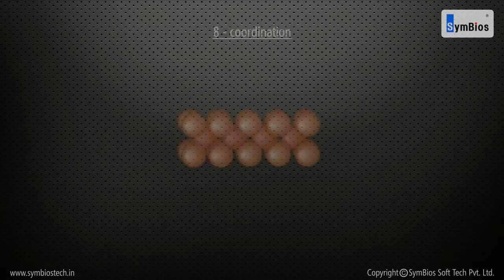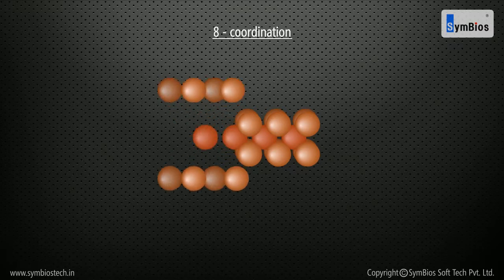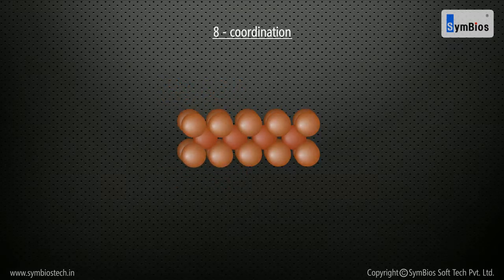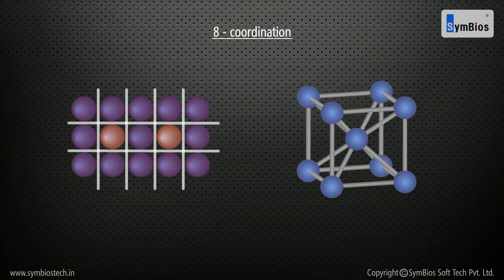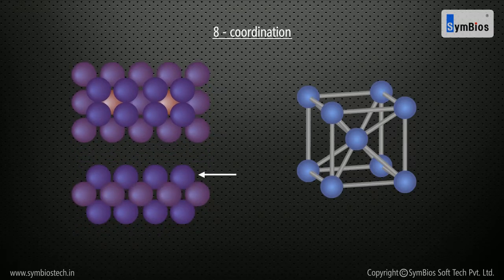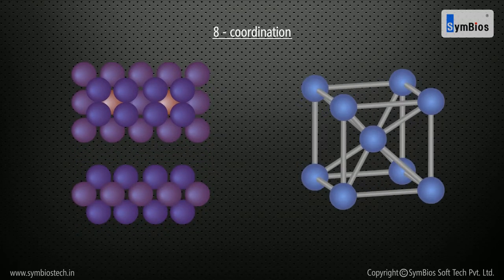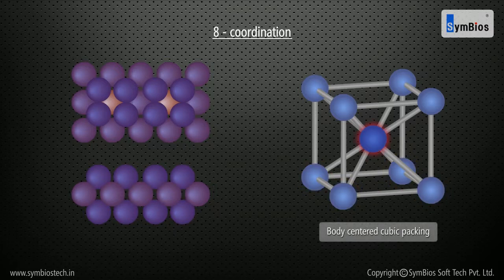8 coordination. Some atoms in metals are loosely packed with 8 touching neighbors, or 8 coordinated. The first diagram shows that no atoms are touching each other within a particular layer. They are only touched by the atoms in the layers above and below. The second diagram shows 8 atoms, 4 above and 4 below, touching the darker colored one. This arrangement is also known as body-centered cubic packing.